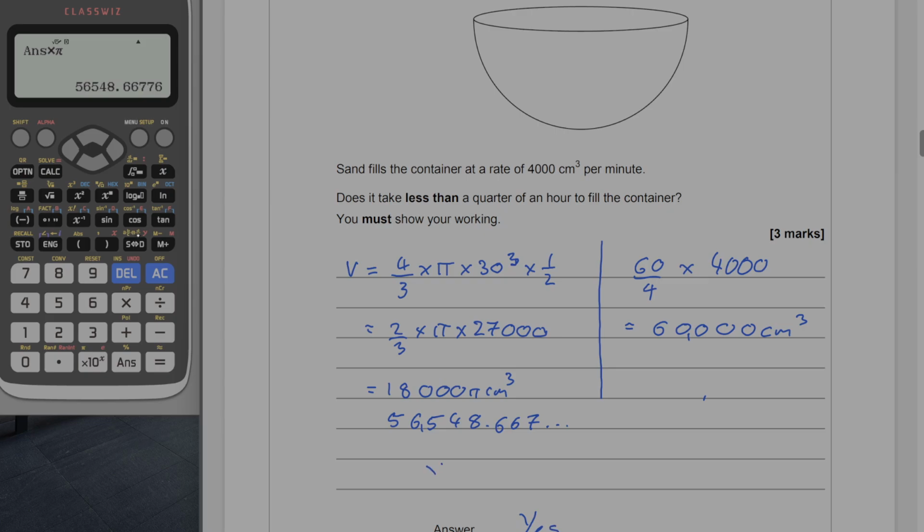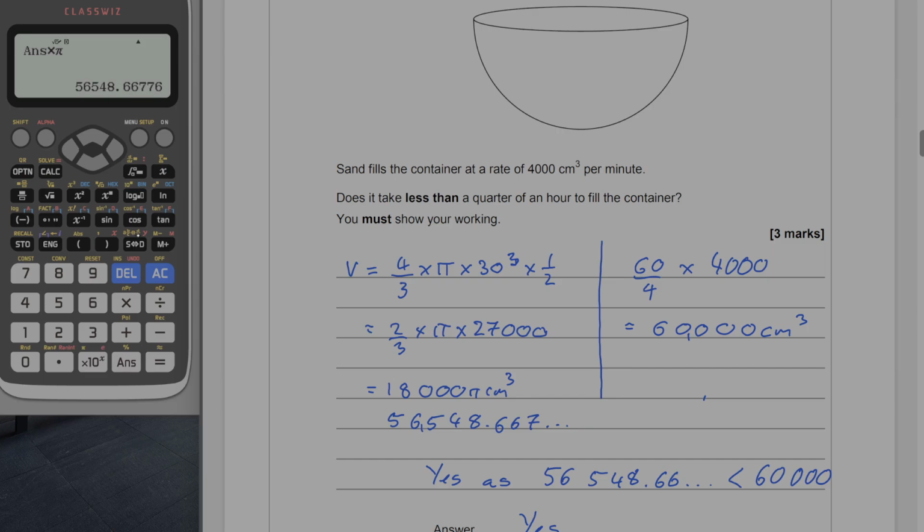And I'll do it here as well. Yes, as 56,000, I don't want the comma, 56,548.66... is smaller than 60,000.